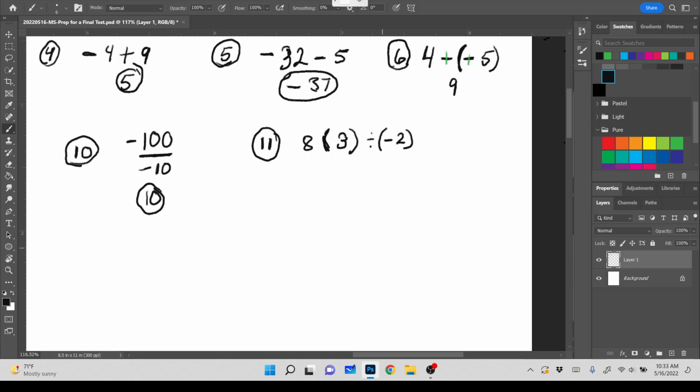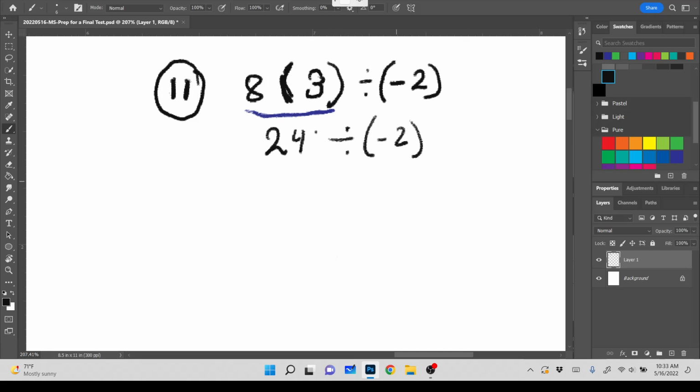What are we going to do with this? What are we going to do first? 8 times 2, 8 times 3. So what is 8 times 3? 24. 24 divided by negative 2 is negative 12.